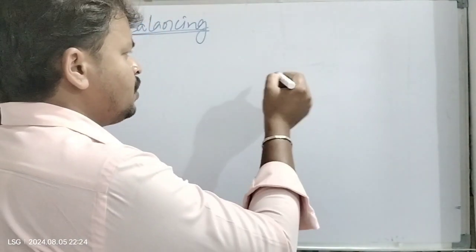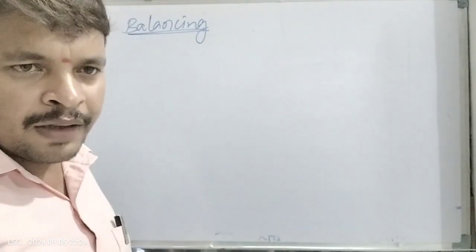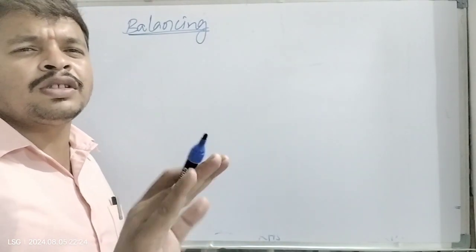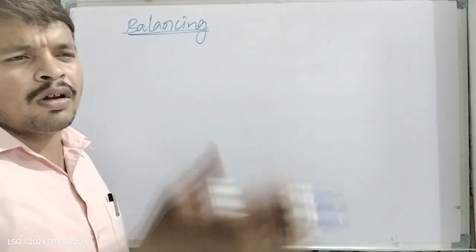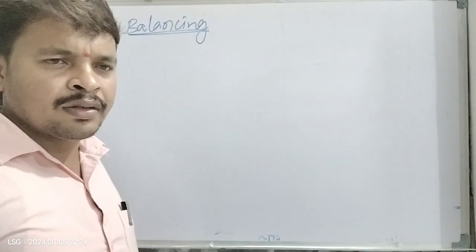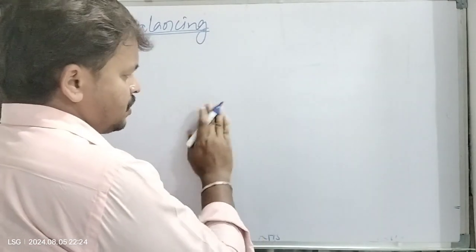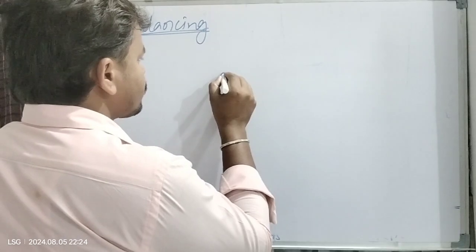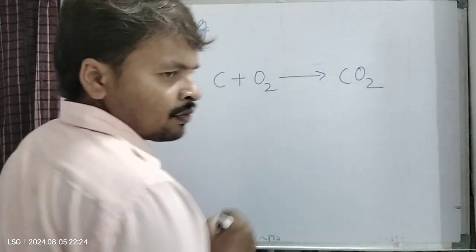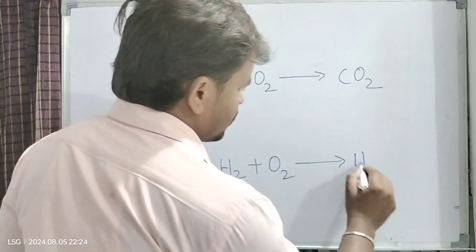We are balancing some things in our day-to-day life. Balancing an equation is very easy, because there are no special rules or other methods to balance. Then how to balance? For example, I will write two equations here. One is carbon plus oxygen gives carbon dioxide. And one more: hydrogen plus oxygen gives water.